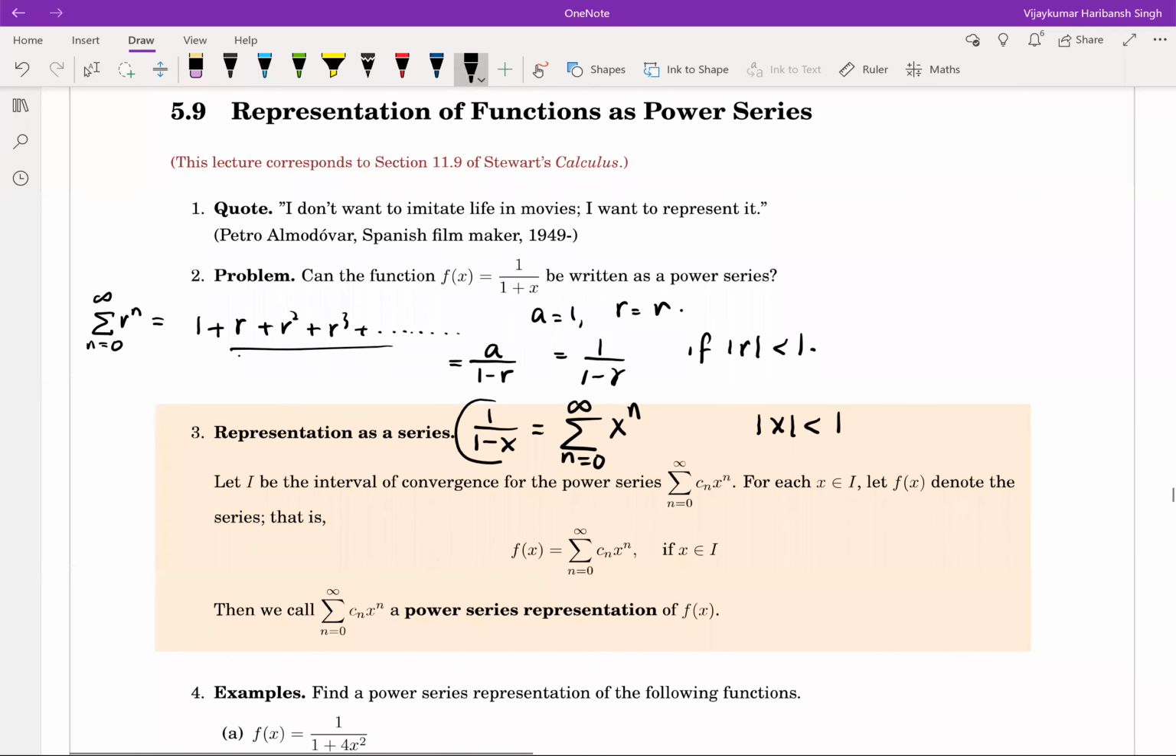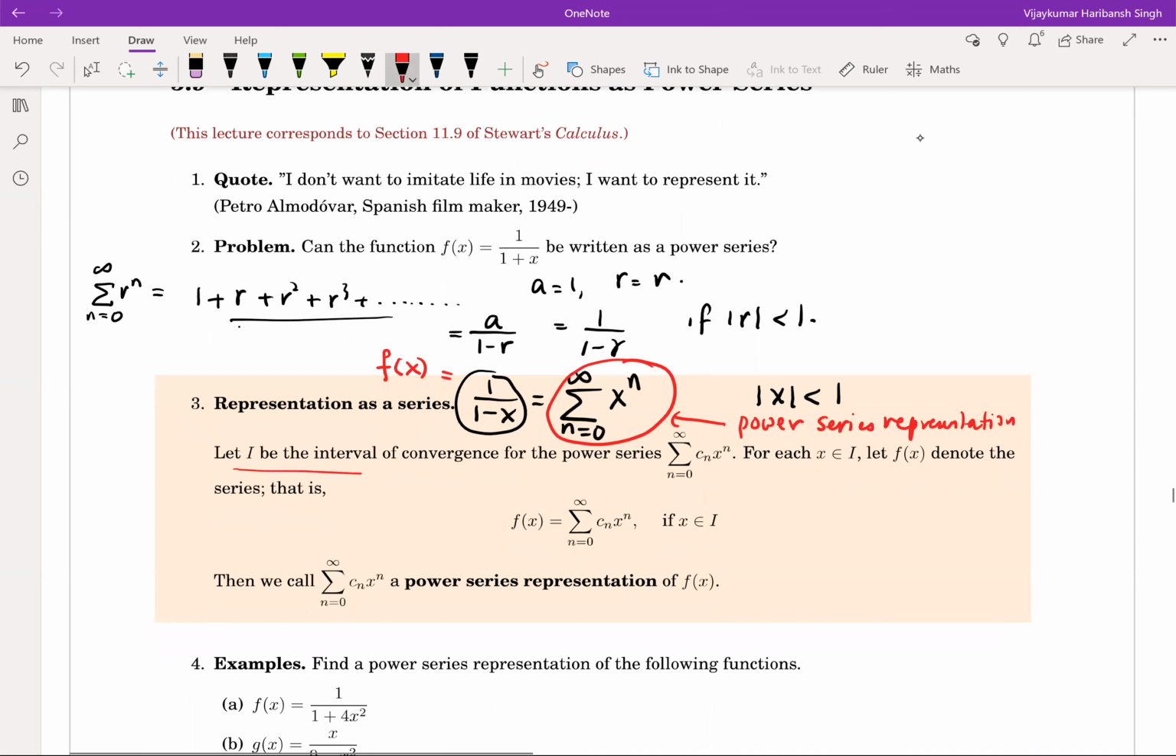So this is your function f of x, and this is a power series representation of your function. Note that this power series representation is only valid for absolute value of x less than 1. Otherwise, they are not equal, right? Let's move ahead. Let I be the interval of convergence for the power series, summation n equals 0 to infinity c n x to the power n. Then for each x in I, f of x written like this, we call this a power series representation of your function. So now the first step is to find power series representations of certain functions.